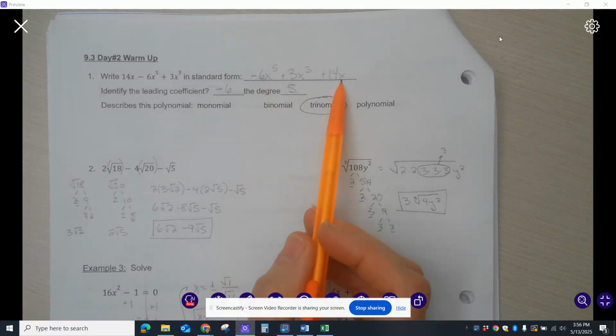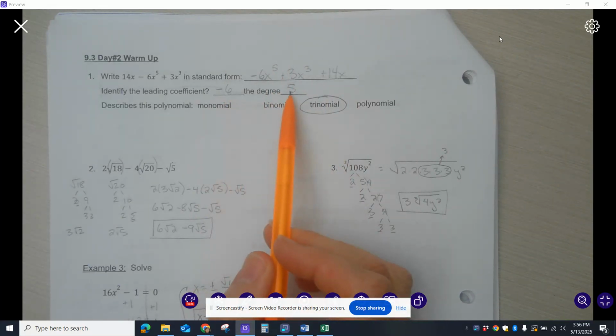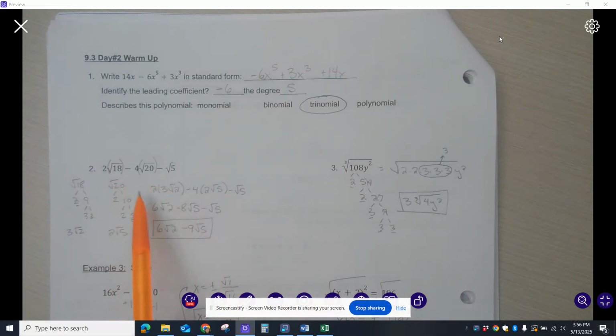work. This is the solution to standard form: biggest exponent first, leading coefficient -6, degree is 5, and it is a trinomial. This one we need to jailbreak 18, jailbreak 20, and then you get this expression right there, and then when you combine like radicals, that is your final answer.